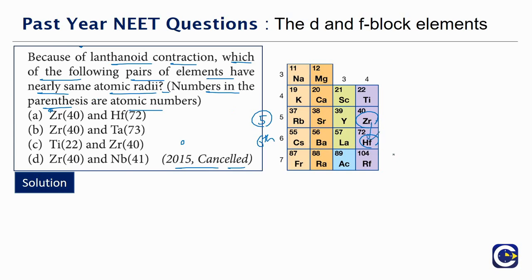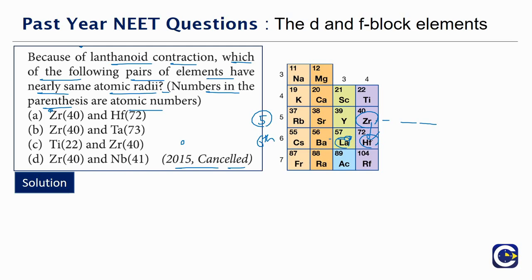We are moving down the group. So we expect that the atomic radius will be what? Increasing. But as you move from atomic number 40 to atomic number 72, we are going through the lanthanoids. We can see lanthanoids are going to come in where? They are going to come in the 6th period, right? After lanthanum they will be coming.